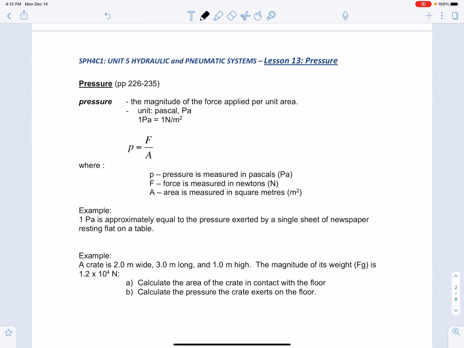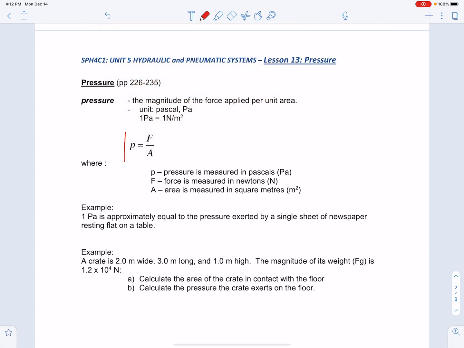In order to study hydraulics and pneumatics, we have to understand pressure. Pressure is defined as the magnitude of the force per unit area, and the unit is the Pascal, given the symbol capital P, small a. 1 Pascal is equivalent to 1 Newton per meter squared. So our equation for pressure is pressure is equal to force over area, where P stands for pressure and it's measured in pascals, force is measured in newtons, and area is measured in meters squared.